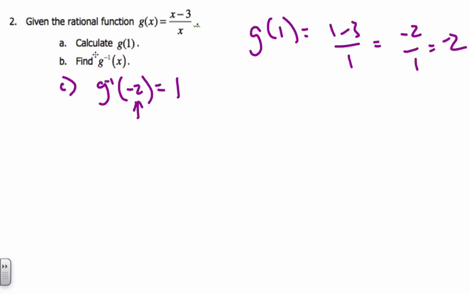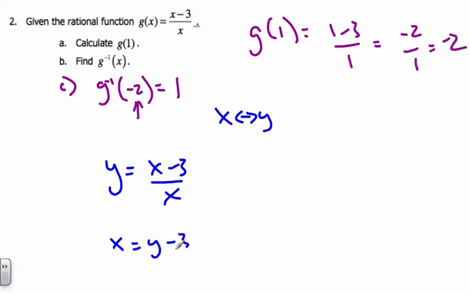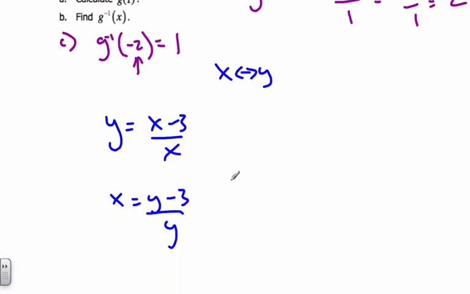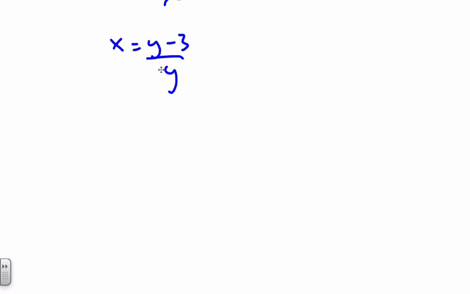Part B now, find the inverse here. Well, if I remember, I take my x and my y and I switch them around. So I get y is equal to x minus 3 over x. So switch my x and y, I get x is equal to y minus 3 over y. And so now I have to do some algebra on here. I've got 2 y's, I need 1 y. I'm going to multiply both sides by y. That will cancel this, which leaves me with xy is equal to y minus 3.